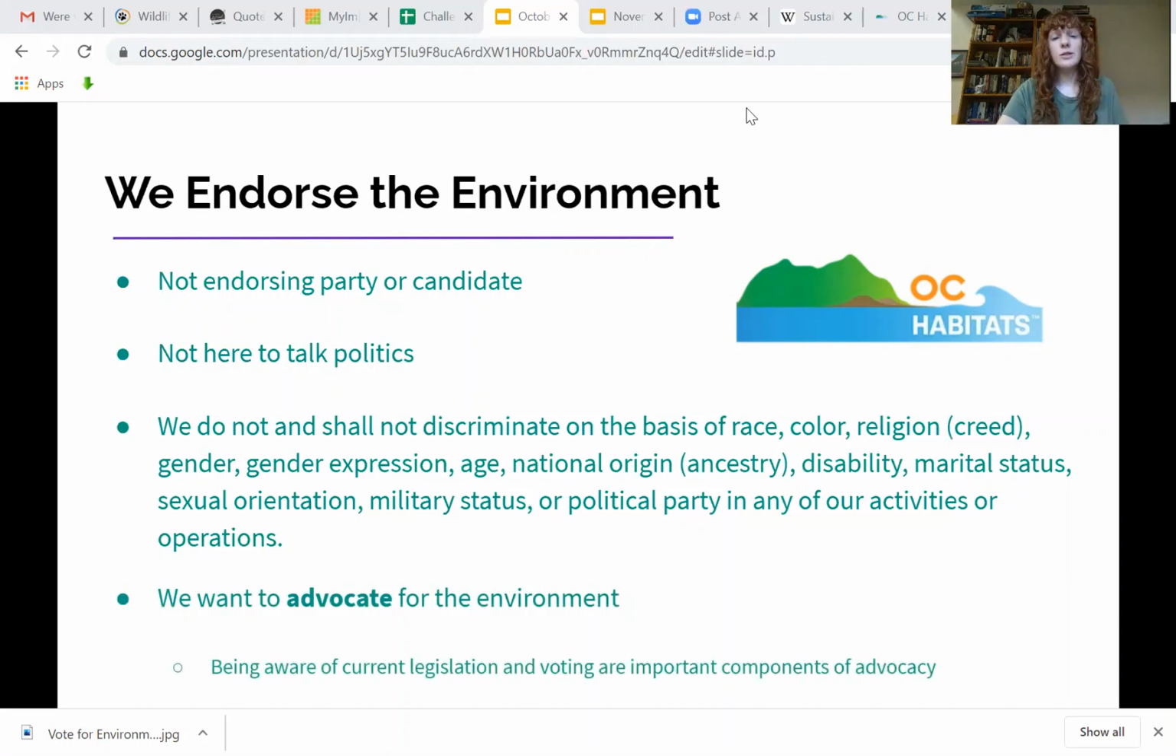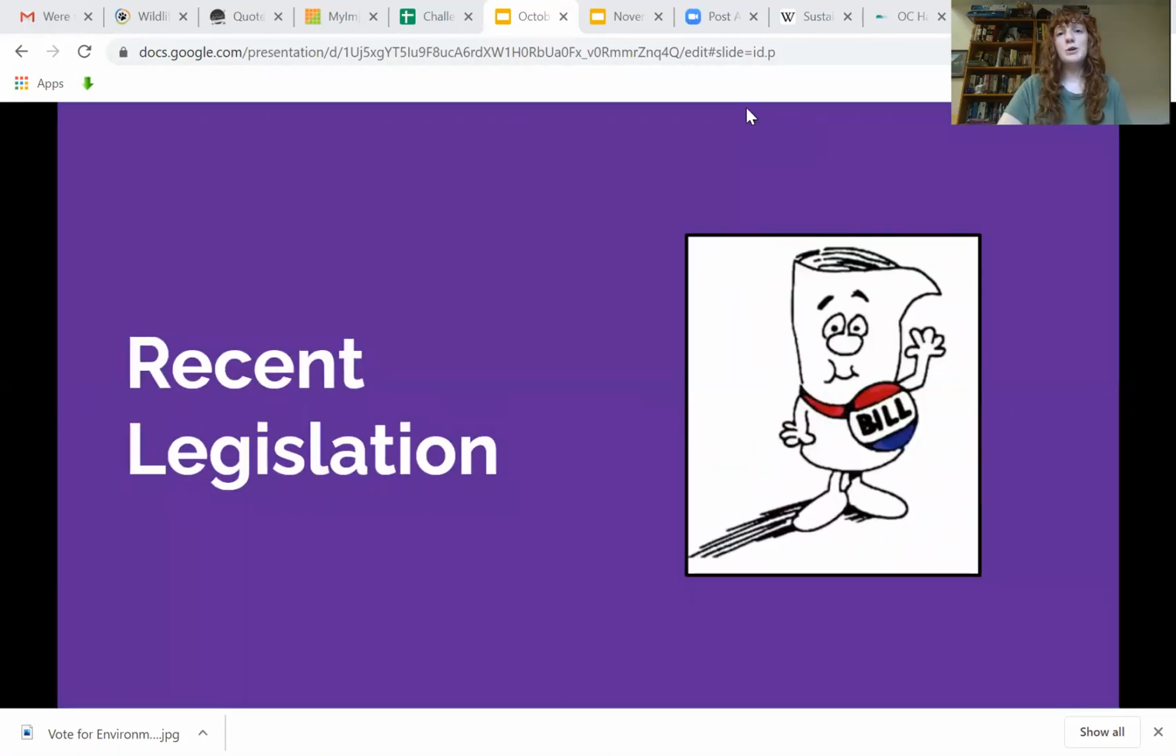What we are here to do is to advocate for the environment, and two major parts of advocacy include being aware of current legislation and voting. So those are the two things that we're going to talk about today. We will start with covering some recent legislation from the past few years so that we can understand the current state of environmental policy before we get to voting.